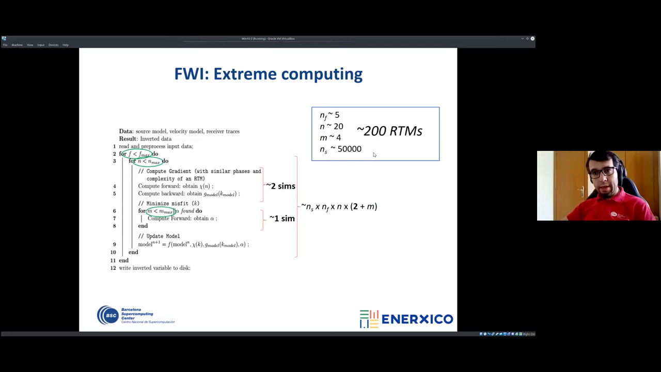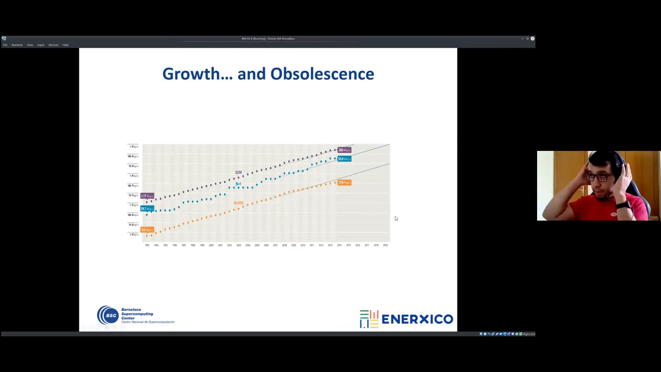We might do that at lower frequencies, of course. We might play several algorithmic tricks, but this is still a huge amount of computing required for solving the problem in just one region that we might want information for.